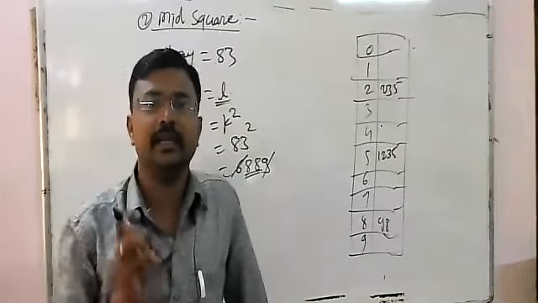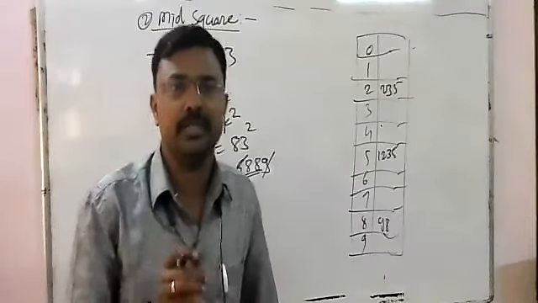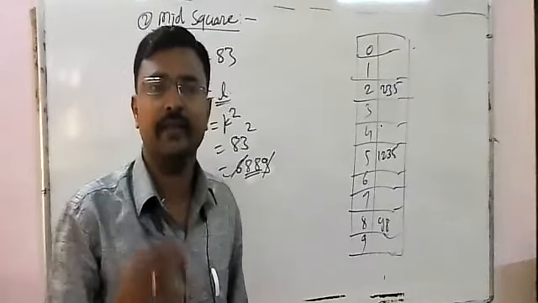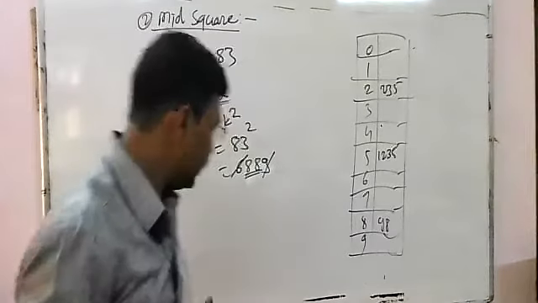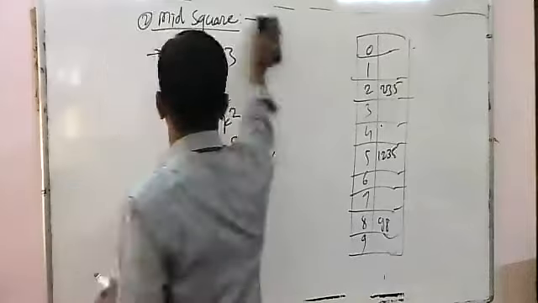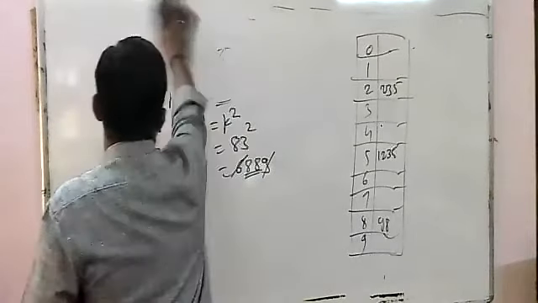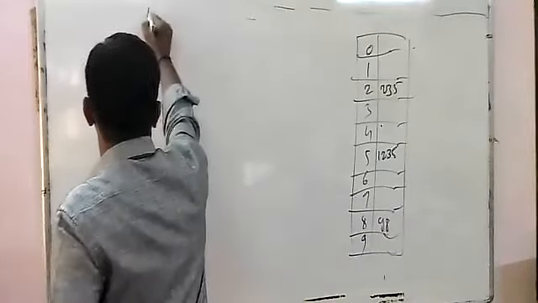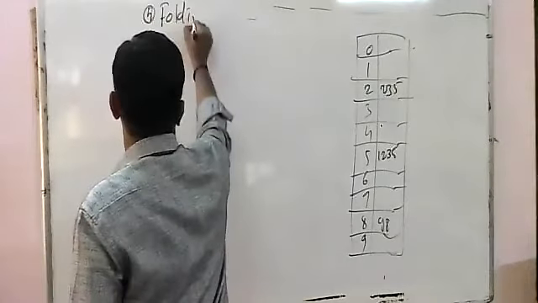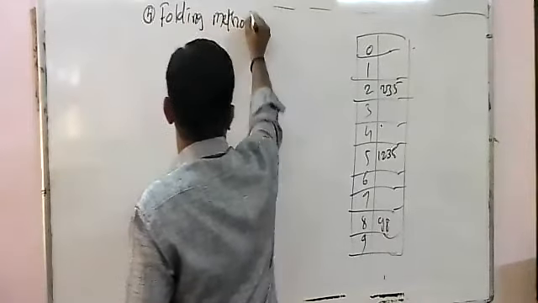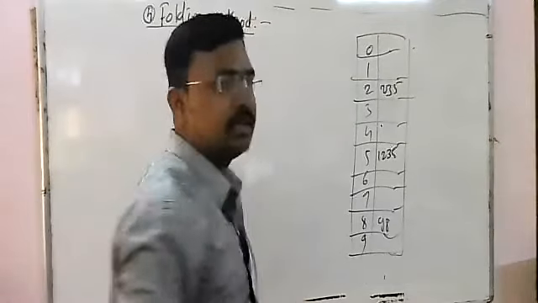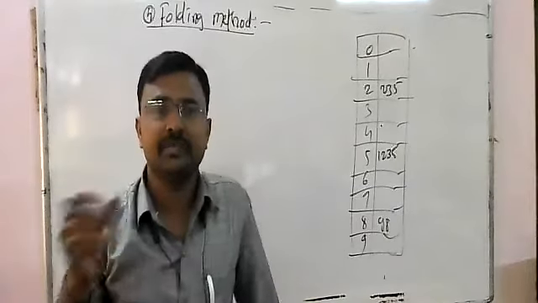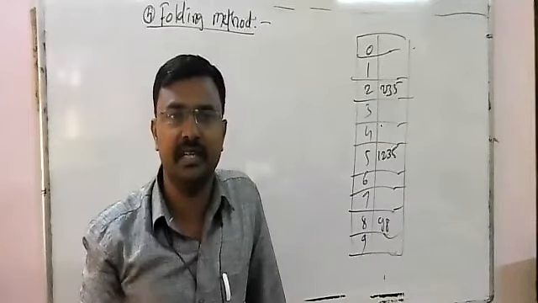So this is the third hashing technique, with the help of which we calculate different index positions for different elements. Now the last technique to calculate the hash value is the folding method. First we have seen truncation, second the division method, third the mid square method, and last we are going to see the folding method.